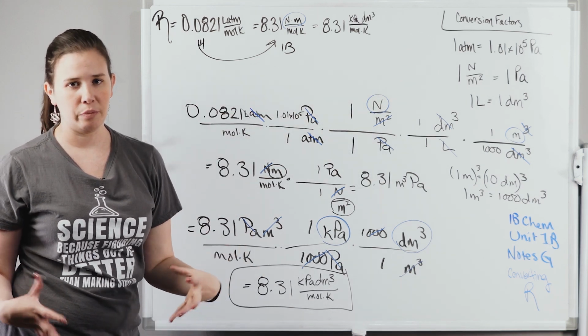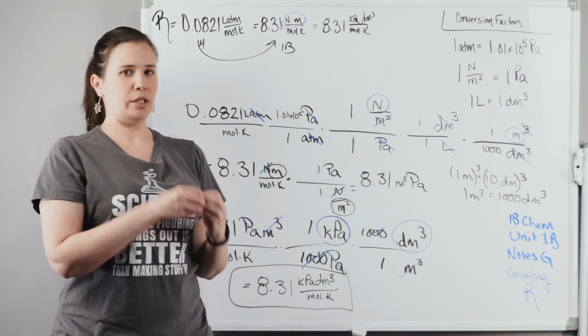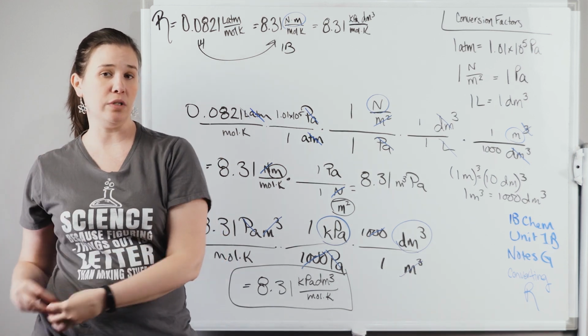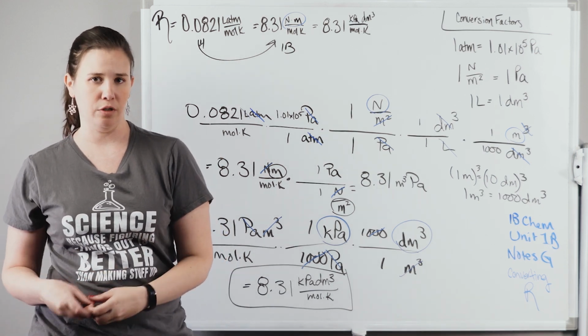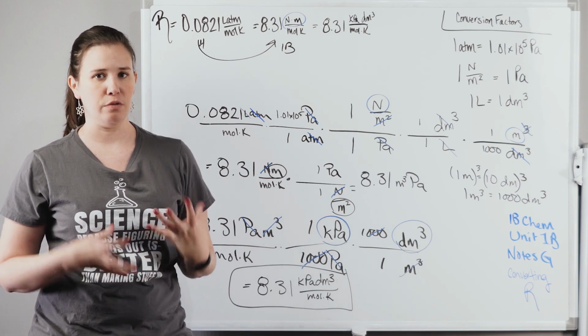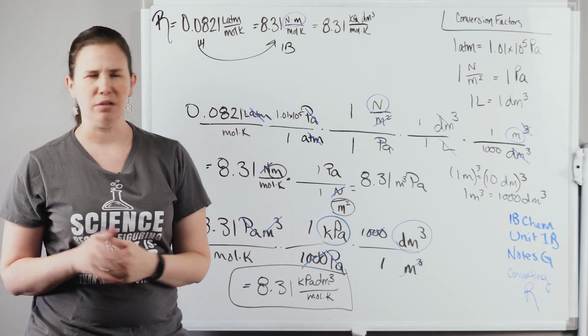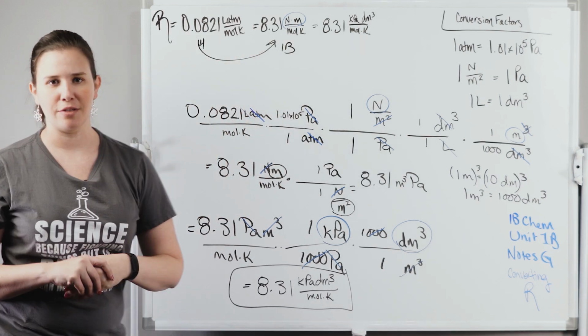The most important thing to keep in mind is that whatever your R value is going to determine what units you have to use for the other variables. So make sure you adjust your pressure and your volume to match your R, not R square, your R value, your gas law constant value.